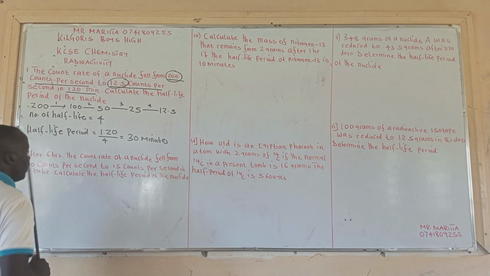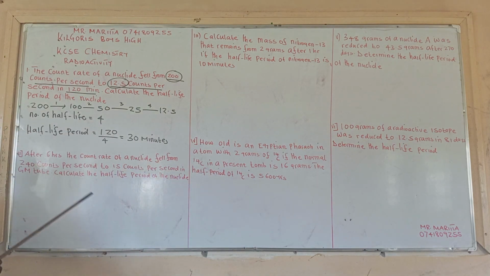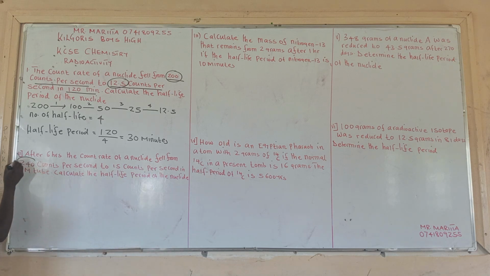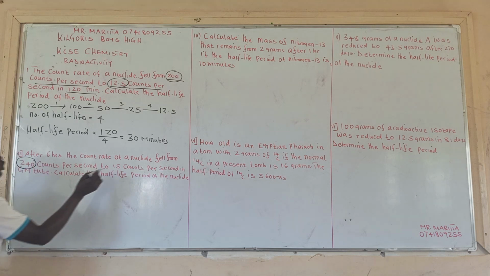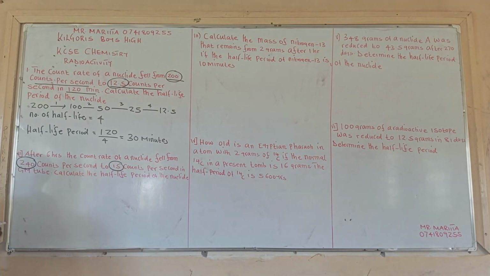So after 6 hours, the count rate of a nuclide fell from 240 to 15 counts per second in the Geiger-Müller tube. Those of you doing physics will understand what the Geiger-Müller tube is. So calculate the half-life period. Calculating the half-life period here is very simple.